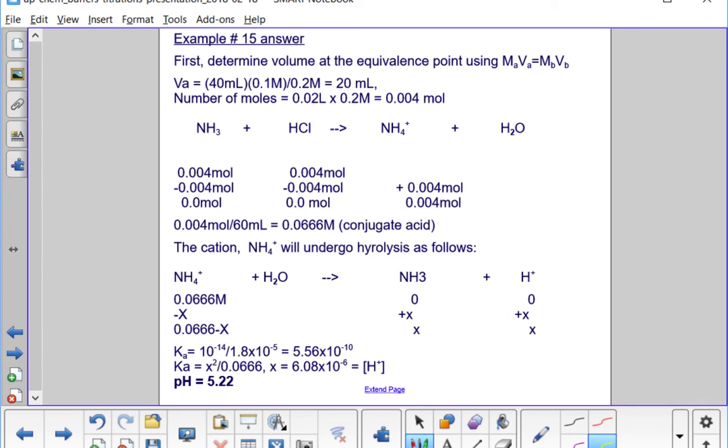So I titrated a weak base with a strong acid, and I got a pH that was slightly less than 7, so slightly acidic.